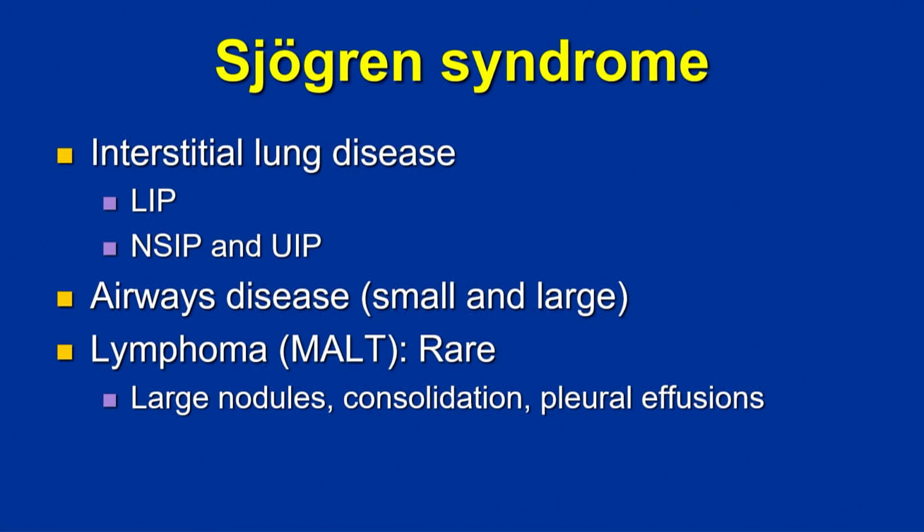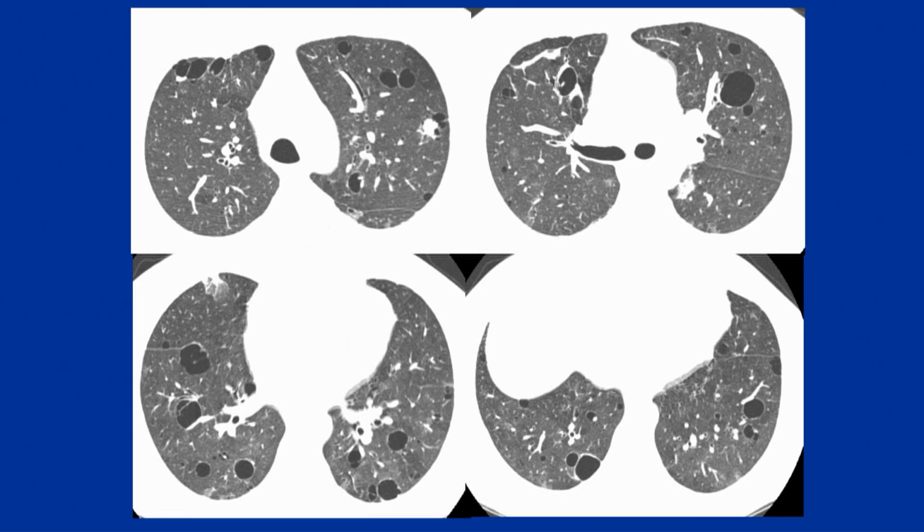Okay, this brings us to Sjogren syndrome. So Sjogren syndrome, as I alluded before, if you read the meta-analysis, they talk about NSIP being the most common pattern. But again, for me, it's LIP, so I'm going to talk about LIP the most here. Patients can also develop small and large airway disease, but that's not as common. On occasion, rarely, these patients can develop lymphoma, a MALT lymphoma, which is most common, and that's going to manifest usually as chronic large nodules, consolidation, which are slowly growing over time, but not as common.